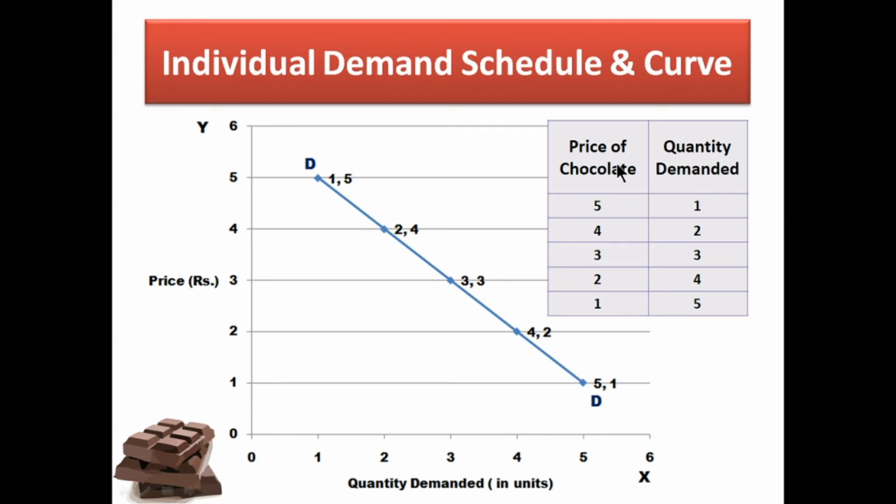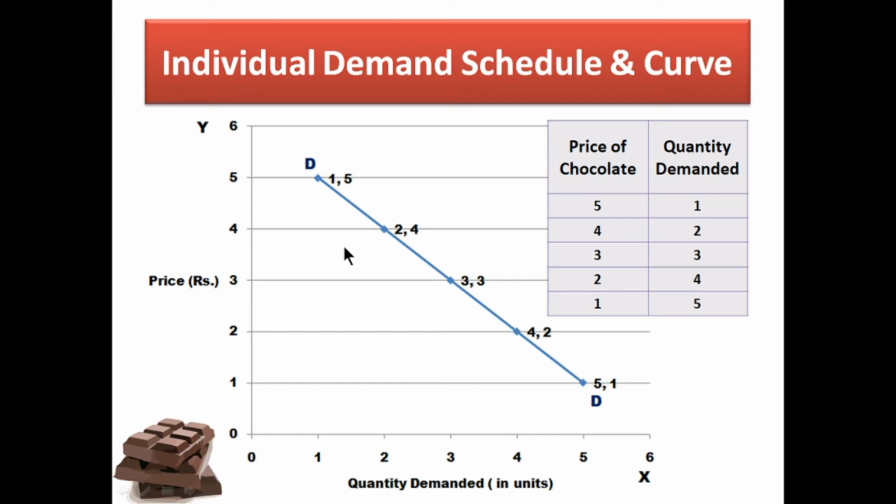Here guys, you can observe when price of chocolate falls from 5 to 1, its quantity demanded rises from 1 to 5. Means when the price of chocolate decreased from 5 to 4, its quantity demanded increased from 1 to 2. So why? Because there exists an inverse relationship between price of chocolate and its quantity demanded as per law of demand. Now when we graphically represent this individual demand schedule, it will be known as individual demand curve.